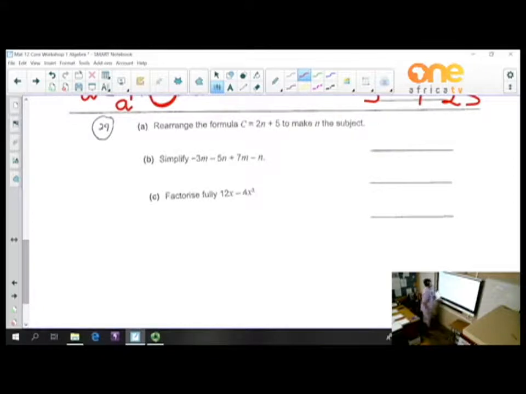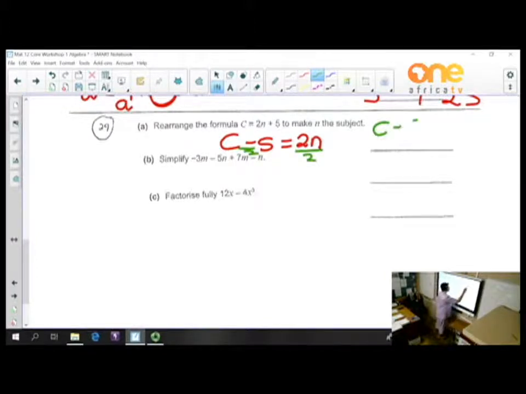Right, rearrange, again, changing the formula. So I use the same rules as with numbers. I'm going to bring over the 5, so c minus 5 is equal to 2n. And then we divide with this coefficient of 2. So c minus 5 over 2 is equal to n. They're not difficult.